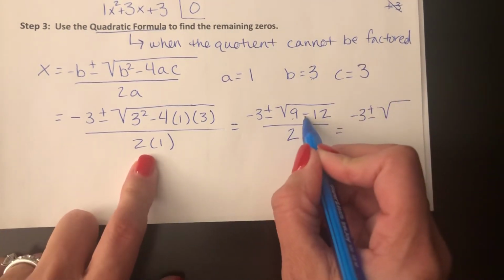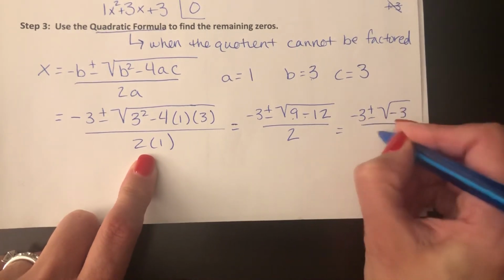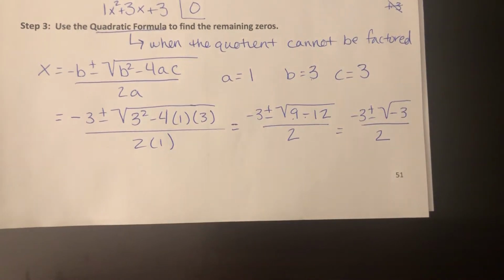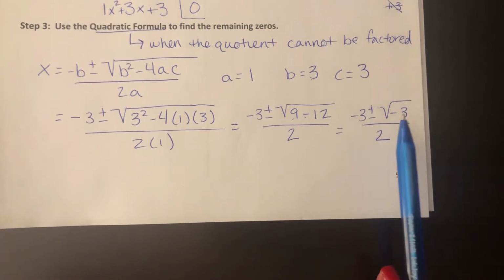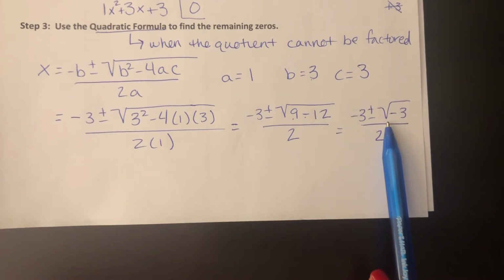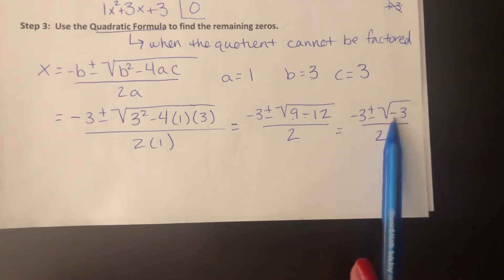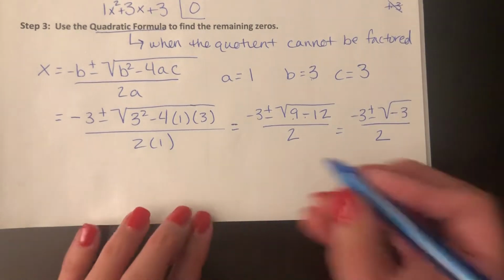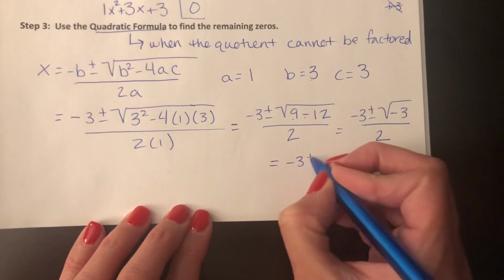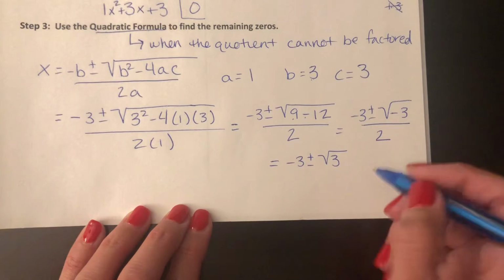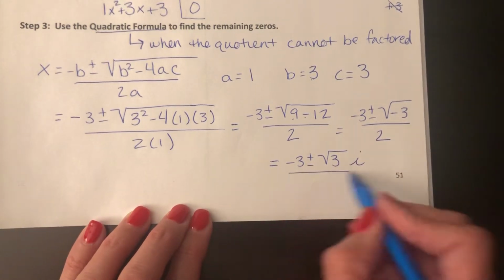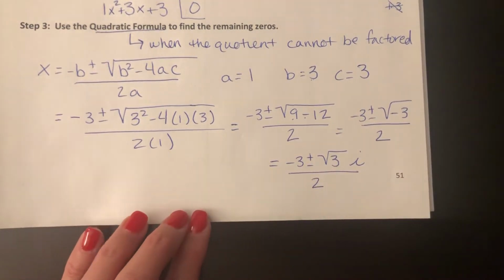9 minus 12 is negative 3, and that's as far as we can take it. But we need to remember that when you're taking the square root of a negative number, it becomes the imaginary unit i. So I need to rewrite this as negative 3 plus or minus the square root of 3 becomes positive i, all over 2.